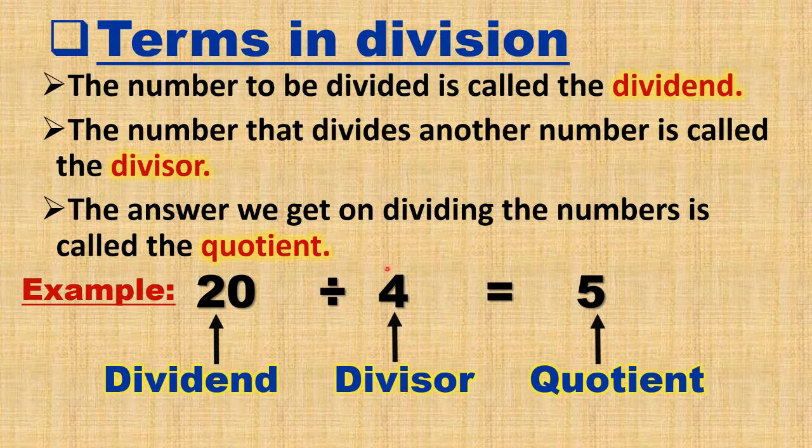Third point, the answer we get on dividing the numbers is called the quotient. For example, 5 is a quotient. Students, remember this point, 20 divided by 4 is equal to 5. So 20 is a dividend, 4 is a divisor and 5 is a quotient.